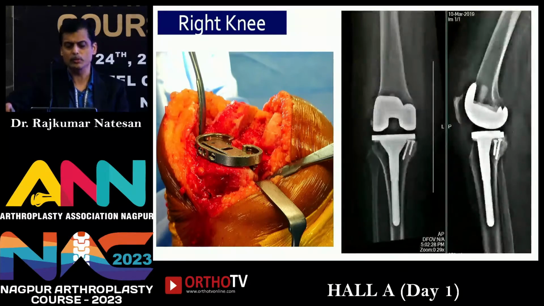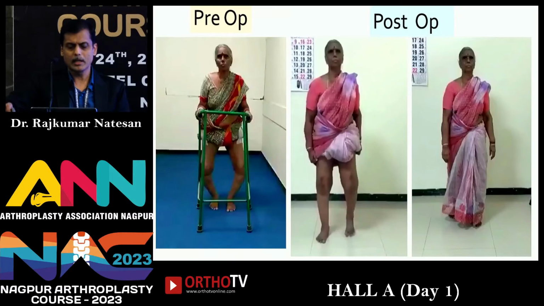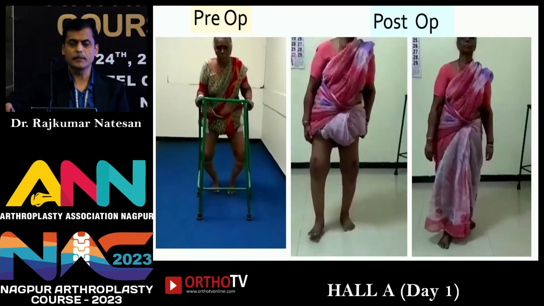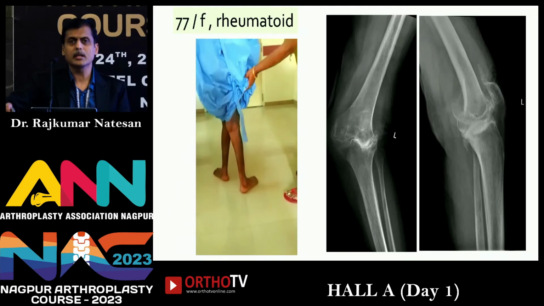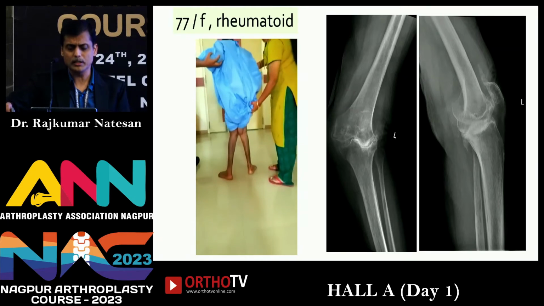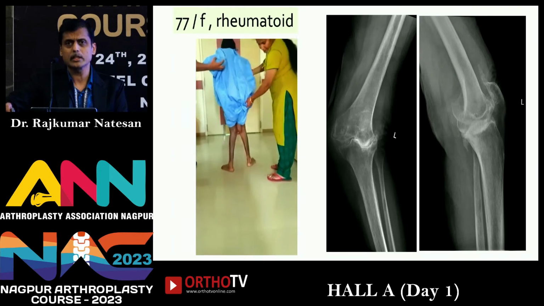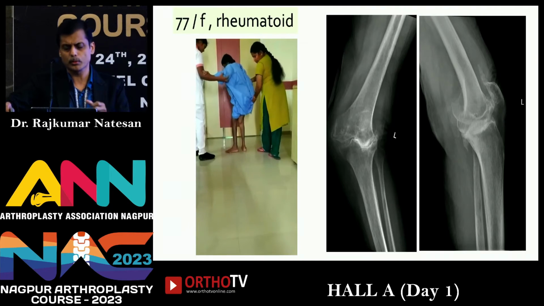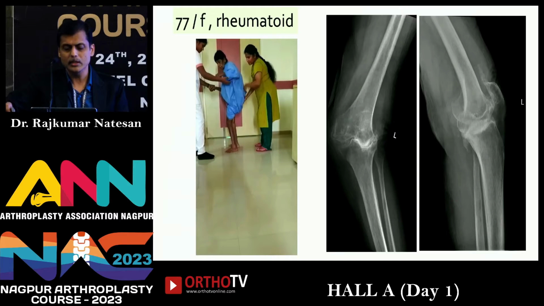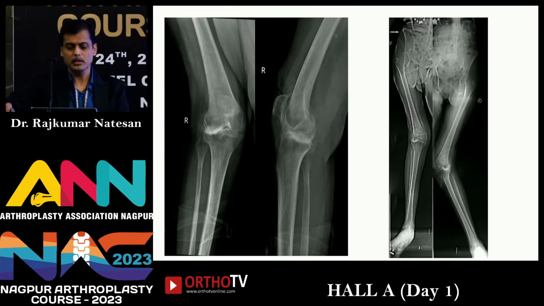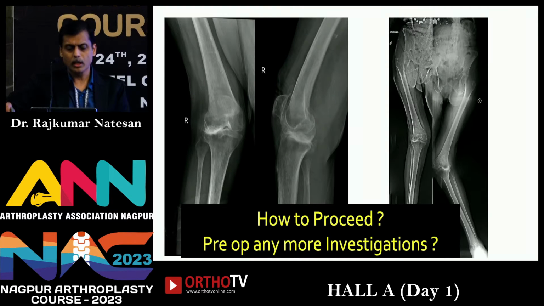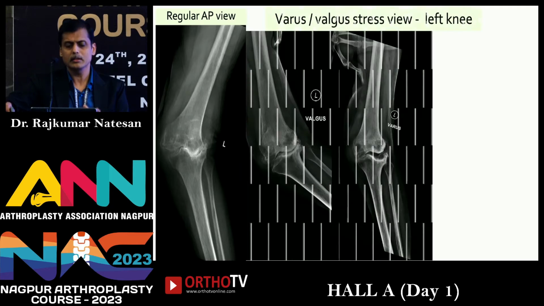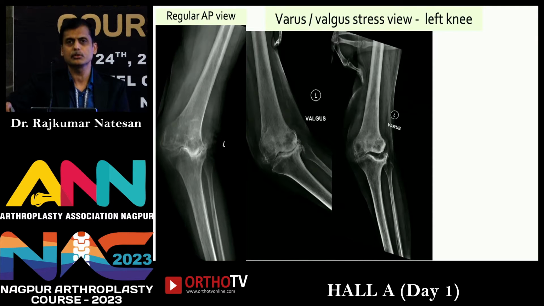This is the post-operative X-ray of this patient, and this is the post-operative walking video. Then comes the rheumatoid with valgus deformity. If you look at the X-ray quickly, it is very bad, looks very complex, osteoporotic. We might need a hinge, all those things. But actually, even though she is osteoporotic, how to proceed? Preoperatively, again the stress view. The stress view shows not much of a soft tissue problem, it is the bony problem.